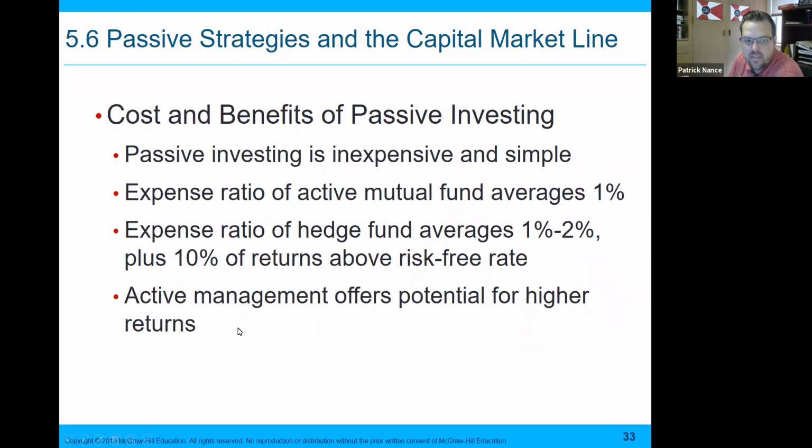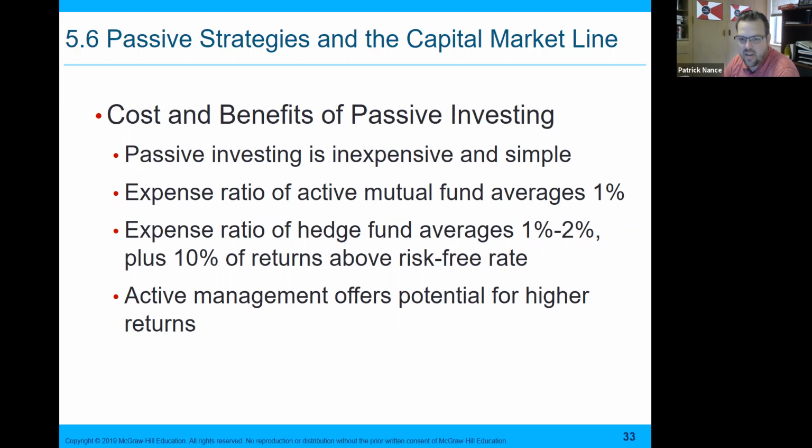So, costs and benefits of passive investing. Passive investing is inexpensive and simple. The expense ratio for active mutual funds averages 1%, so it doesn't cost you much. Why? Because there are not very many decisions being made. If I'm buying mostly index funds, like S&P 500 or NASDAQ or Dow Jones Industrial Average index funds, that quite simply means I'm just buying assets that are in those funds. So there's not a lot of decisions being made, which means there's not a lot of expenses.